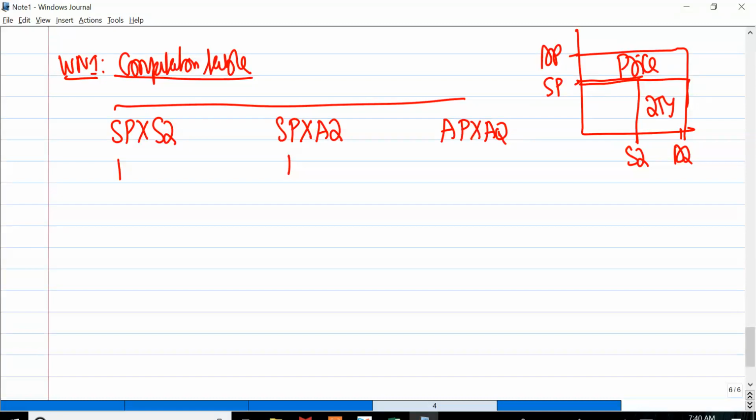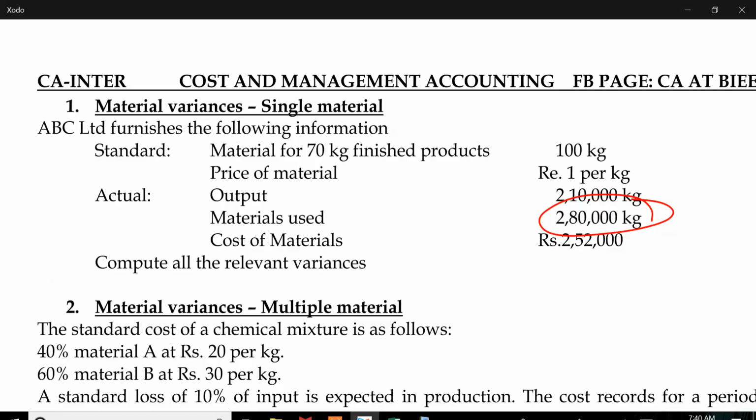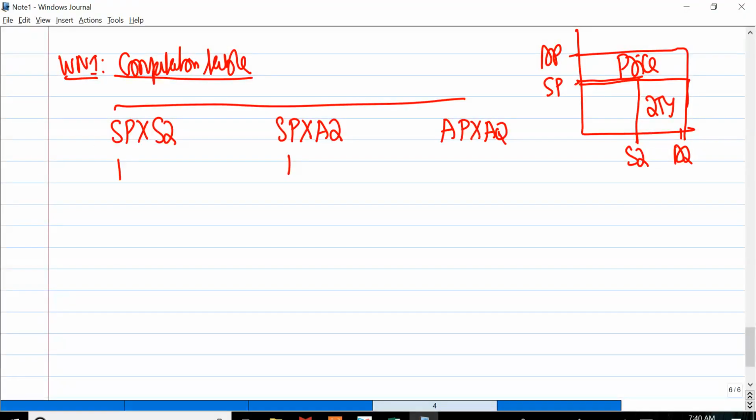Leave some two lines. Point number 1, AP equal to cost of materials by materials used, which is 2,52,000 divided by 2,80,000.